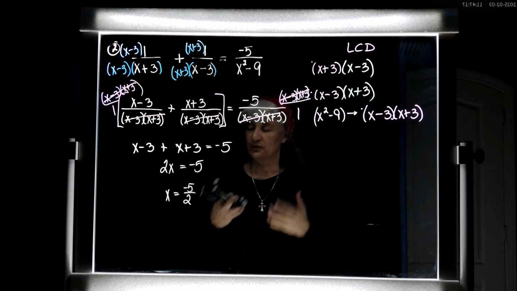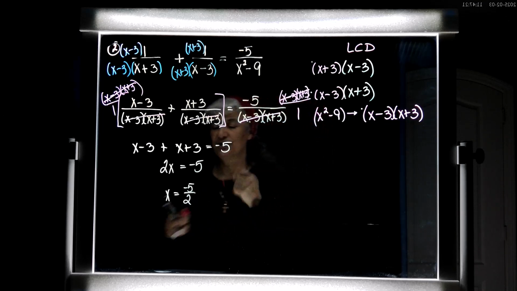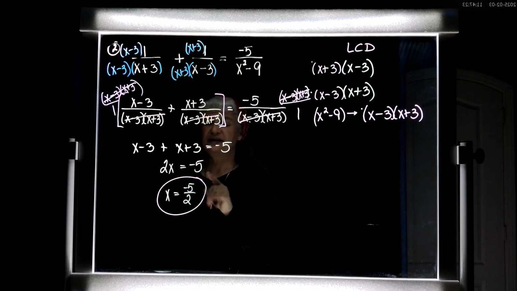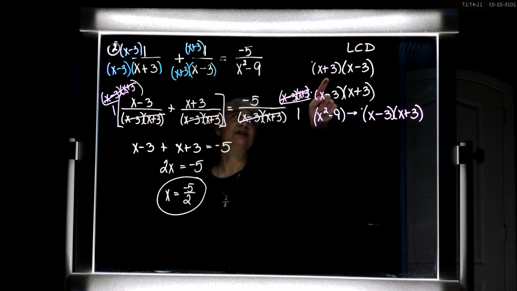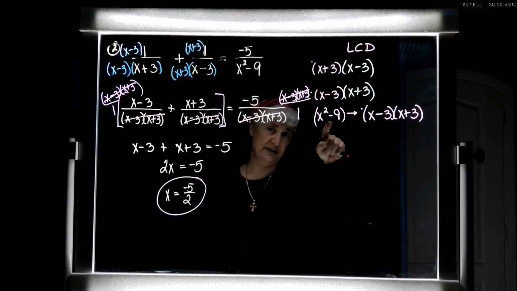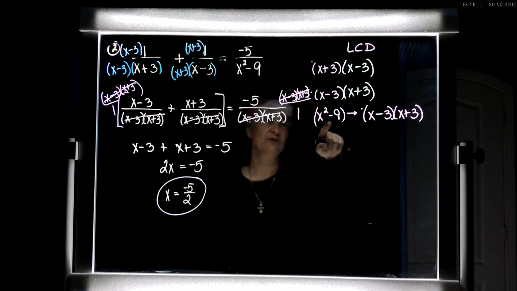Cool? Okay, so question, are we done? Yeah, good, we're not. We have to see if this answer is going to make any of the original denominators equal 0. Because if it does, it blows up the fractions and we can't use them.